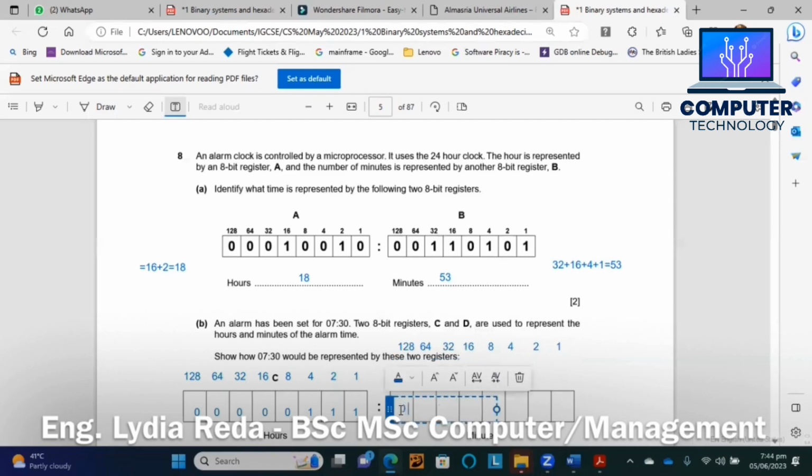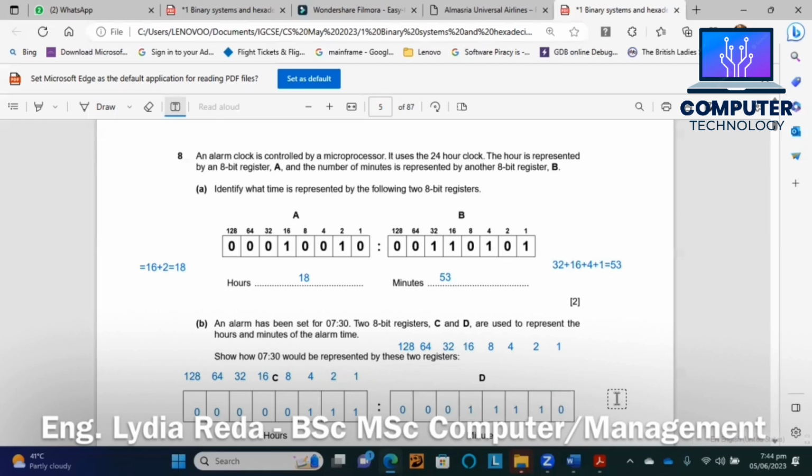The answer is no. 64, no. 32, no. But the 30 contains a 16, yes. Remainder 14. The 14 contains an 8, yes. Remainder 6. The 6 contains 4, yes. Remainder 2. The 2 contains a 2, yes. Remainder 0, so I don't have a 1 here. Easy. So like this, I got the 4 marks of the question.